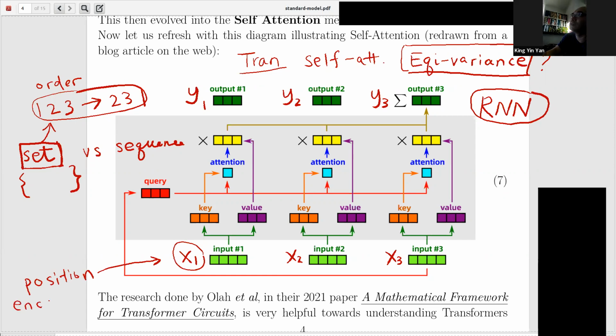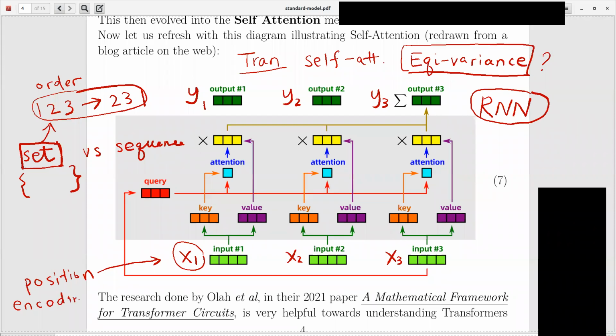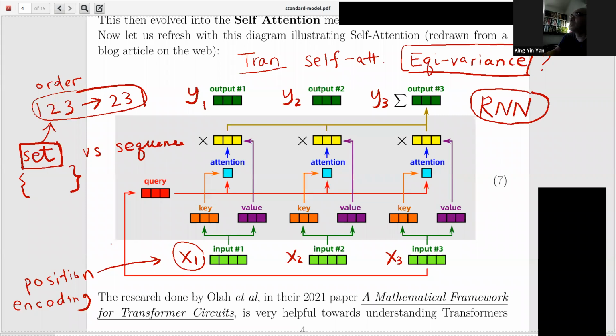Positional encoding. Yes, using sine, cosine, that kind of thing. Right. So additionally we need to give the positional information to all these elements, because if we don't, then they are all the same. 1, 2, 3 is the same as 2, 3, 1.